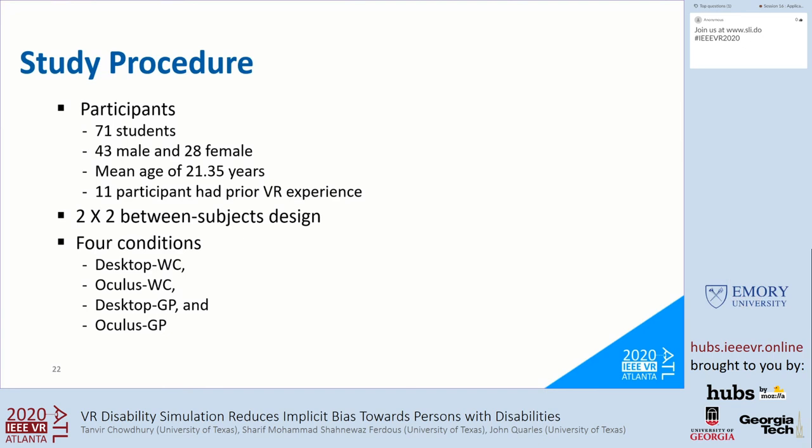We recruited 71 undergraduate students. 28 of them were female. Mean age was about 21 years. 11 participants had prior experience with virtual reality. Again, our study was a 2x2 between subject design with these four conditions.